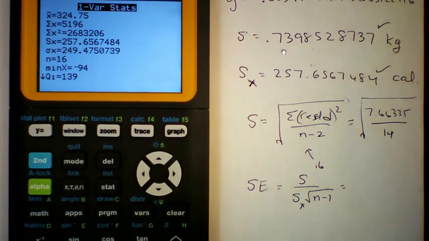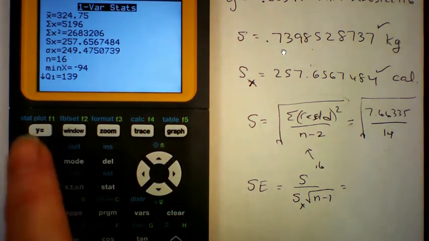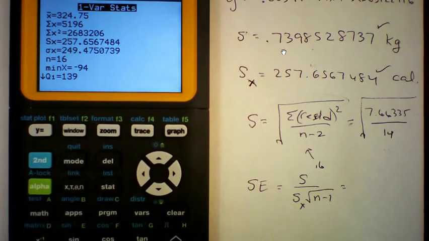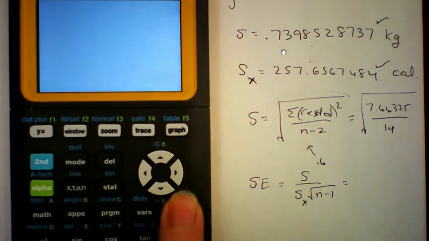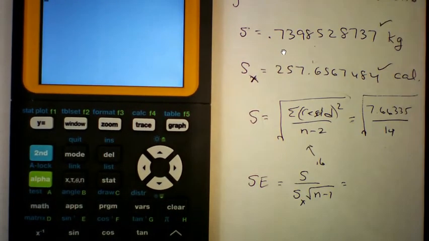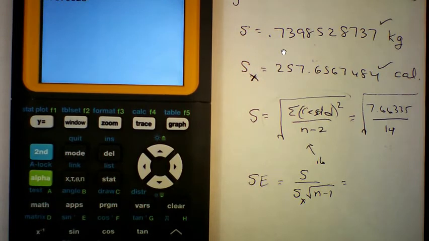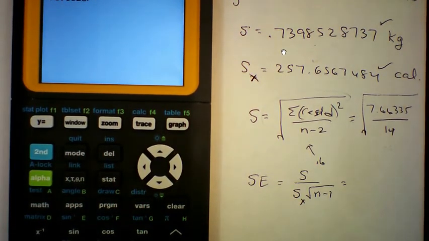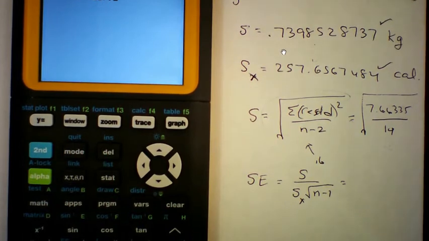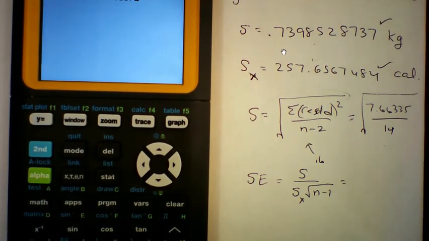So I am going to take those numbers that you see here. Let me clear this. Okay, so take those numbers, that 0.7398527, that's probably enough, divided by my standard deviation of x, 257.6567.